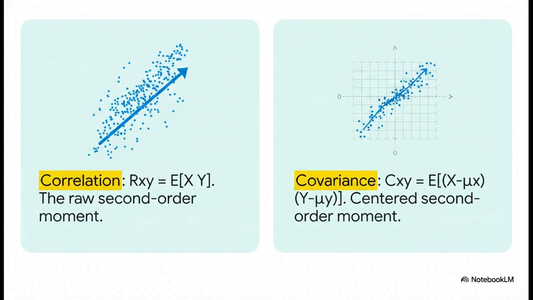Now, to mathematically measure how these two variables move together, we use two main tools. Statistical correlation serves as the raw second-order moment. That's the expected value of x times y. Covariance, on the other hand, is the centered second-order moment. It evaluates the expected value of their combined differences from their respective means. So what's the magic number here? It's 1. By taking that covariance and normalizing it, dividing by the standard deviations to strip away the scale, we get the correlation coefficient. At exactly 1, or -1, the variables are locked in a perfectly linear relationship, no way around it. But if that number hits 0, they are completely uncorrelated.